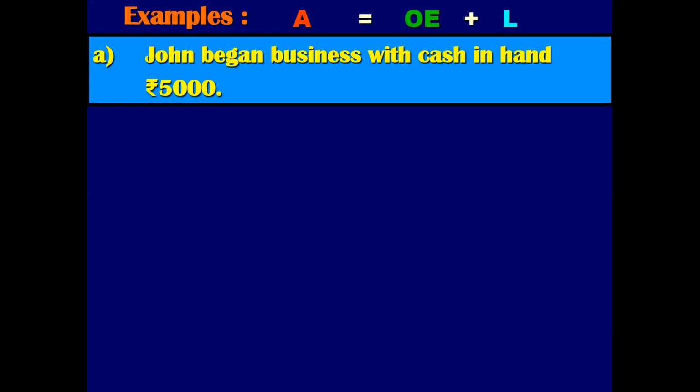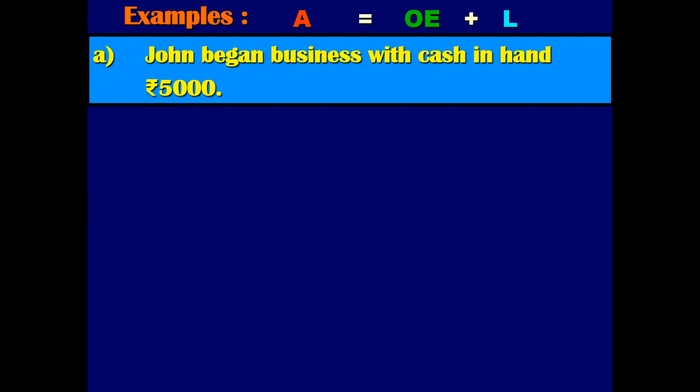Okay, in this transaction, I already told you each transaction affects a minimum of two characters. Just notice this transaction: John began business with cash. This 5,000 means capital, because John began business. So in this transaction two characters are there. One is capital, another one is cash. The two forms are the same only.